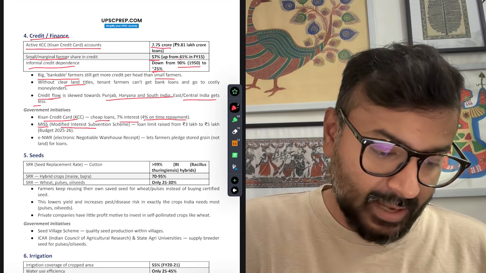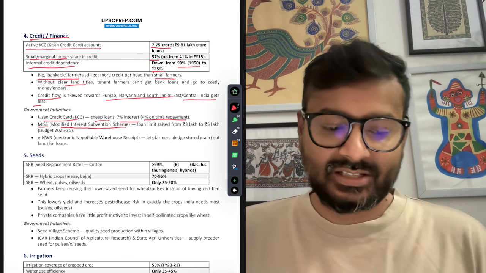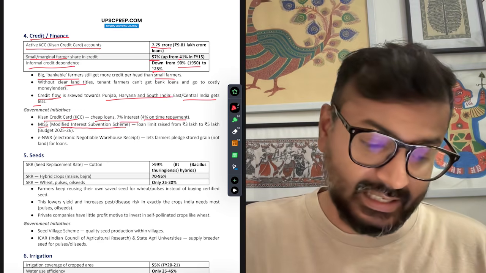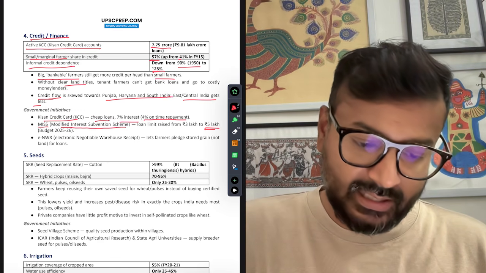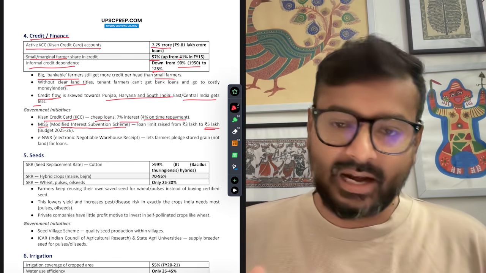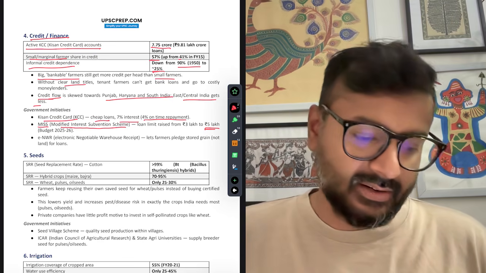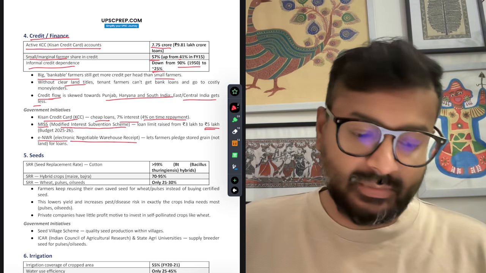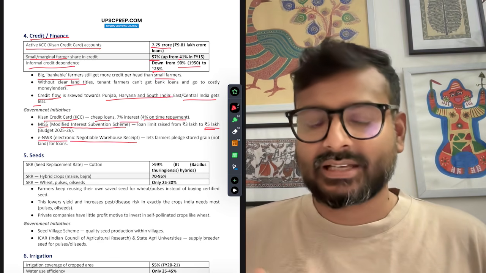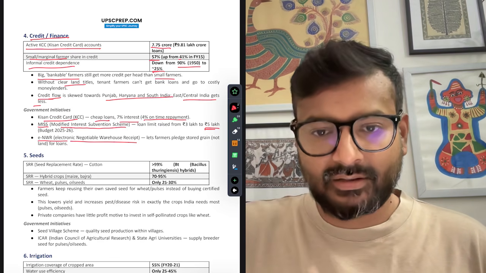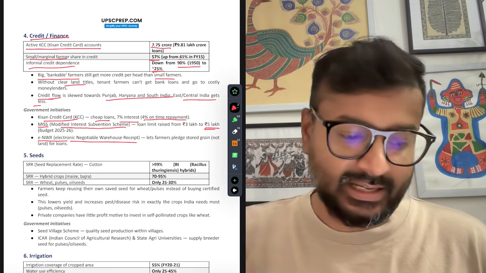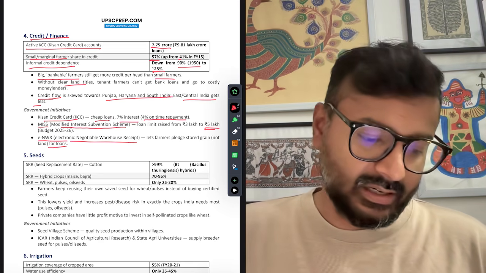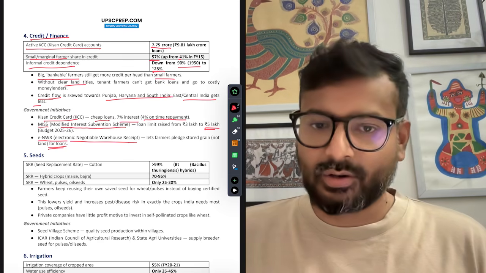There is also MISS, the Modified Interest Subvention Scheme, through which the amount of loan that farmers can take has been increased in the recent budget. So now they can take up to 5 lakh of loan, and if they again pay in time, they get an interest subvention. Then there is the electronic negotiable warehouse receipt. So if the farmers deposit their produce in a warehouse and get an ENWR receipt, they can again use that receipt to get formal credit from banks, to procure loans.